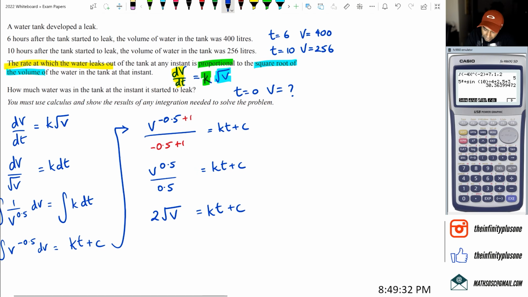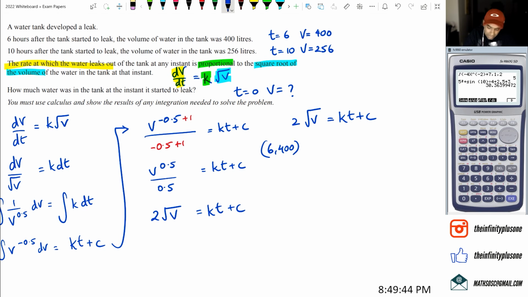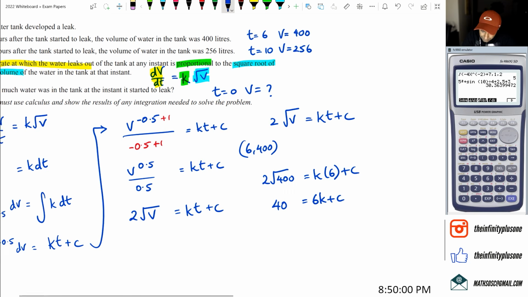So with that in mind, my equation is 2 square root of v equals kt plus c. My first point is (6, 400), because t equals 6 and v is 400. So I'm going to work that out. I've got 2 root 400 equals k times 6 plus c. Now root 400 is 20, so 20 times 2 is 40. 40 equals 6k plus c.